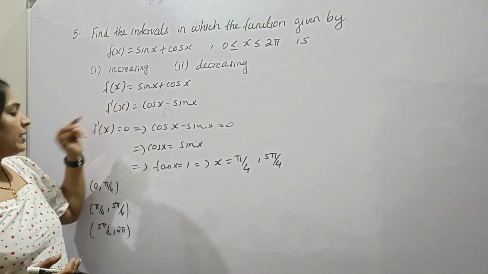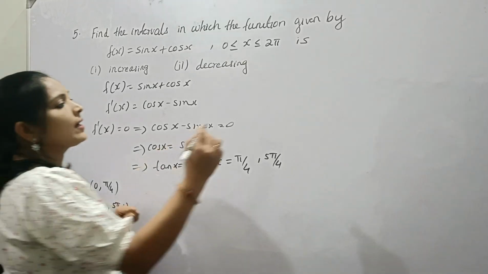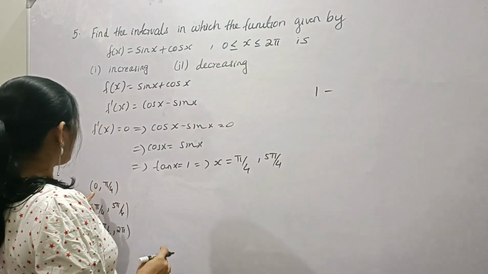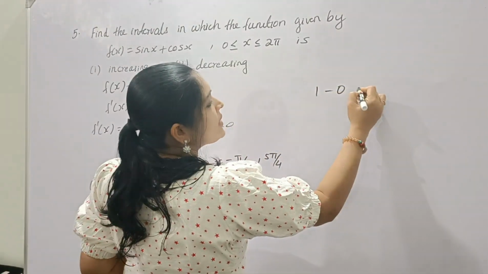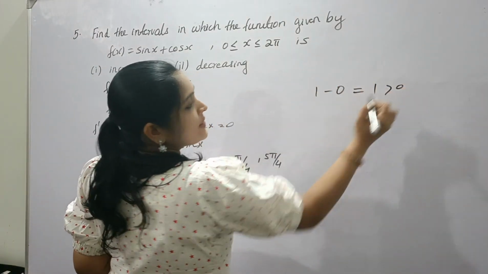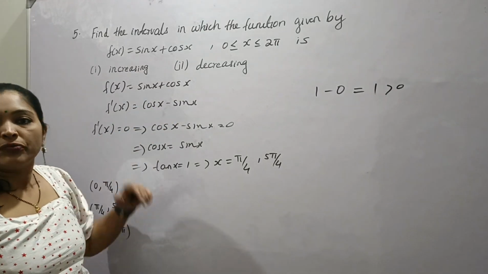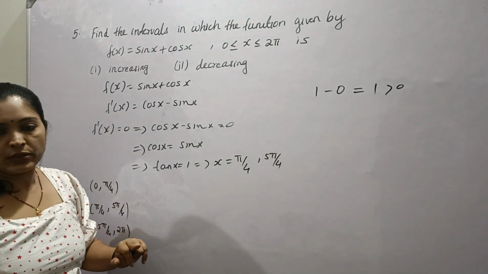Okay, see, for example, let's take cos 0. Cos 0 is 1, and what about sin 0? Sin 0 is 0. That is 1, right? Means here it is greater than 0. Cos 0 is 1, sin 0 is 0. We will get 1, that is greater than 0, right?